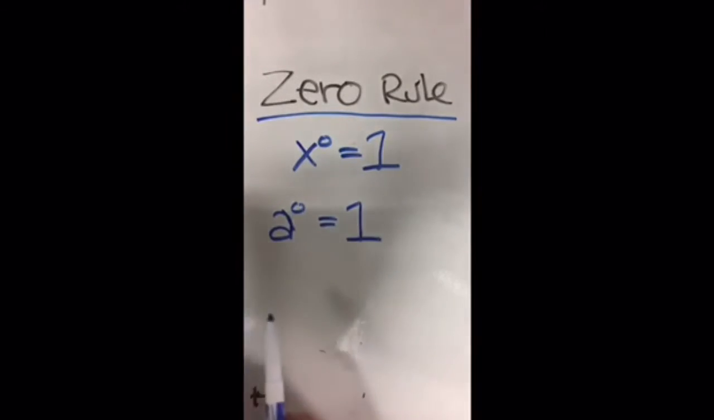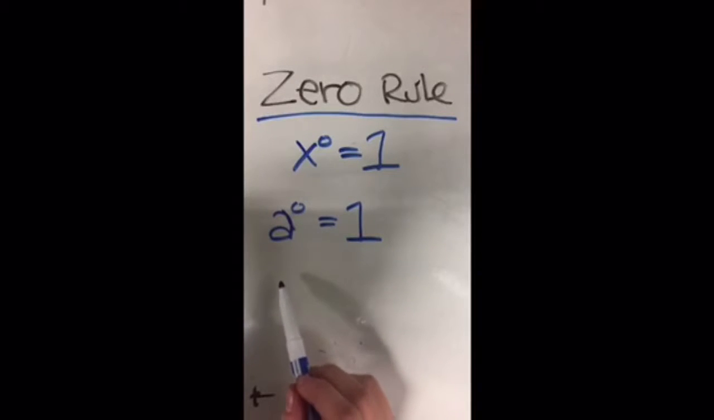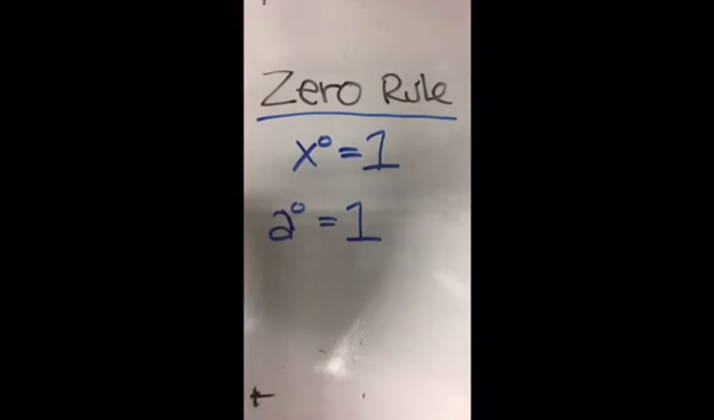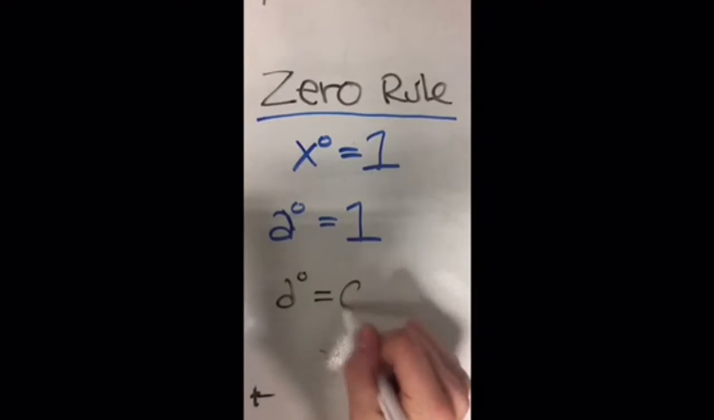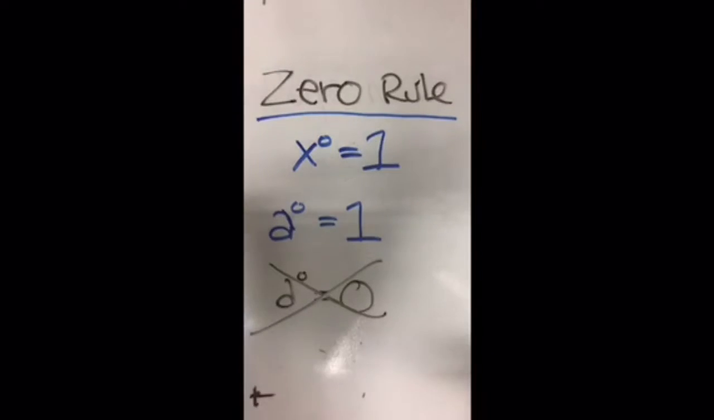A common misconception about this is that people write the answer as a raised to the power 0 is equal to 0, which is not correct.